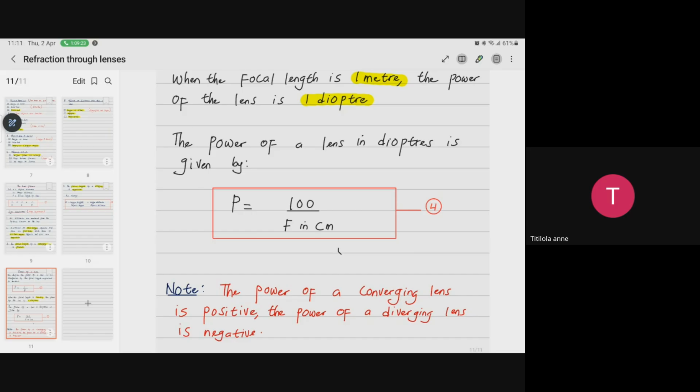Because the focal length of a convergent lens is positive. And if the focal length of a convergent lens is positive, that implies that the power of a convergent lens will be positive as well. And the power of a negative lens is going to be what? Negative. If you understood what I've been saying all this while, can you give me a thumbs up?